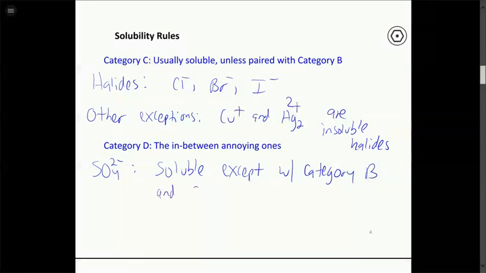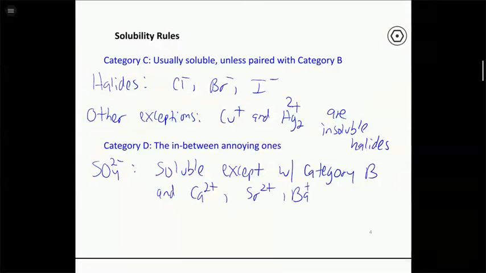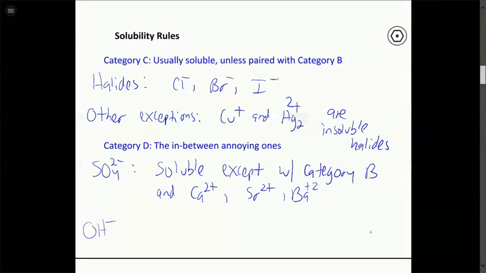Or if it's also paired with calcium, strontium, and barium. So these heavier group 2A cations form insoluble sulfates. All right, and then finally, hydroxide, OH-, is usually insoluble.